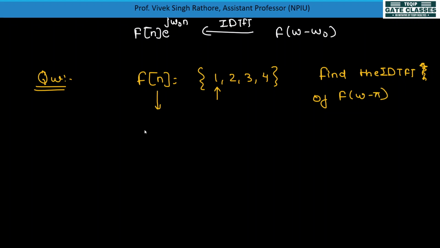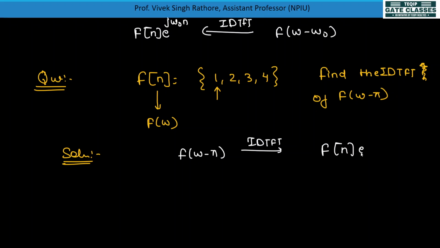The Fourier transform of this f of n was f of omega. So if you take f of omega minus pi, what will we get on IDTFT? That is what you have been asked in the question. So let's solve it. If we take the IDTFT of f of omega minus pi, we'll obviously get f of n and e to the power j omega naught n. Because the sign will change, j pi n will come. So ultimately the IDTFT of f of omega minus pi will be f of n e to the power j pi n.